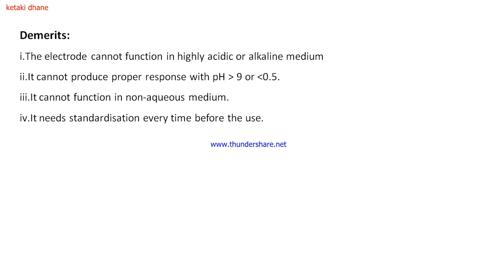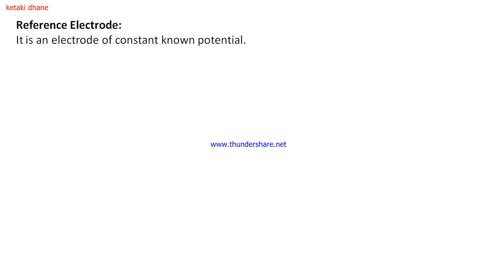Now the disadvantages of this electrode: the electrode cannot function in highly acidic or alkaline solution. It cannot produce proper response above the pH range 9 to 9.5. Then it cannot function in the non-aqueous medium, and it needs standardization every time before use. So we have to standardize, we have to calibrate the instrument every time before the use of the instrument.